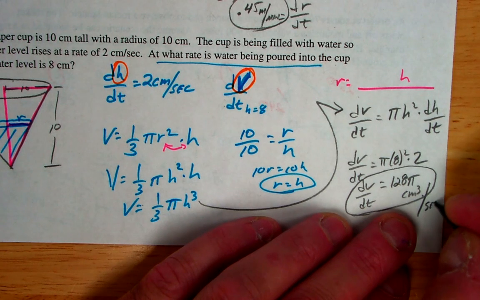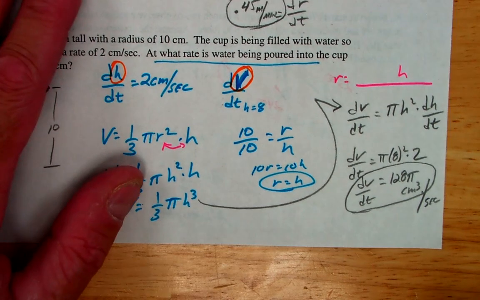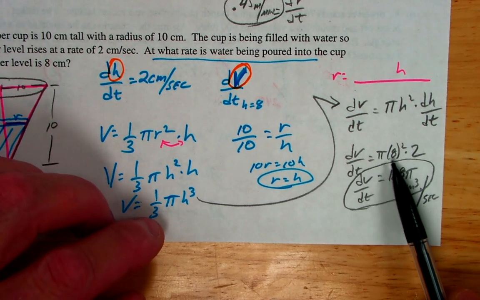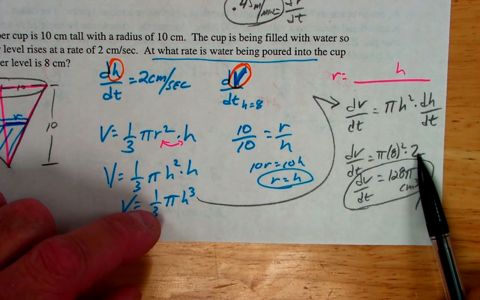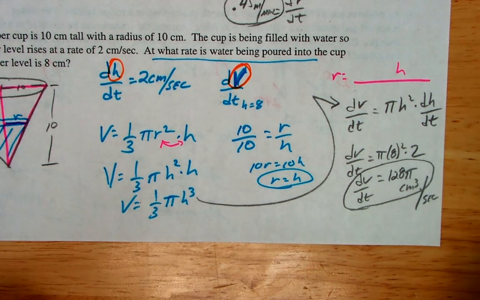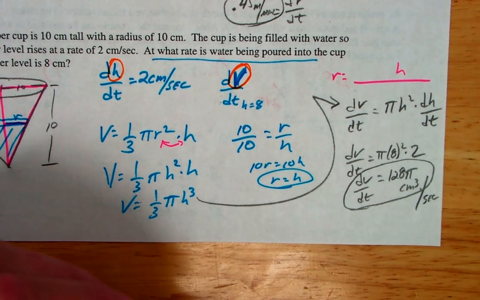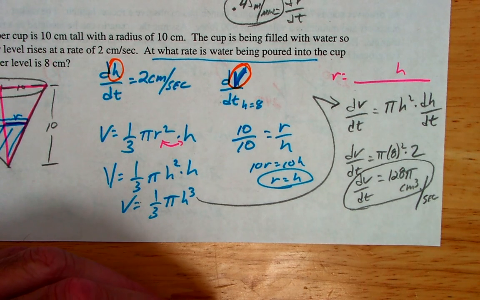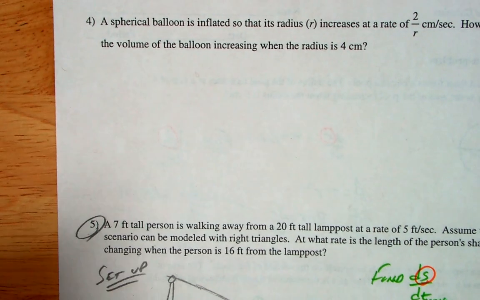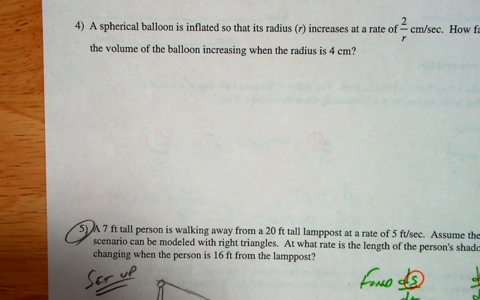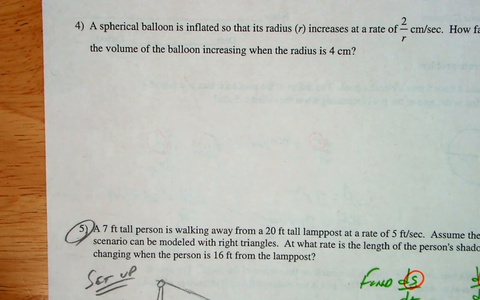Per second. So now, I'm actually going to go back and do some dimensional analysis and make sure we're right. 8 is centimeters. 2 is centimeters per second. So centimeters squared and other centimeters gives me centimeters cubed per second. Here we go. So we're golden. Okay. One more. And I'll just pick a 2 or 3 from the book after this. A spherical balloon is inflated, so its radius increases at the rate of 2 over r centimeters per second.